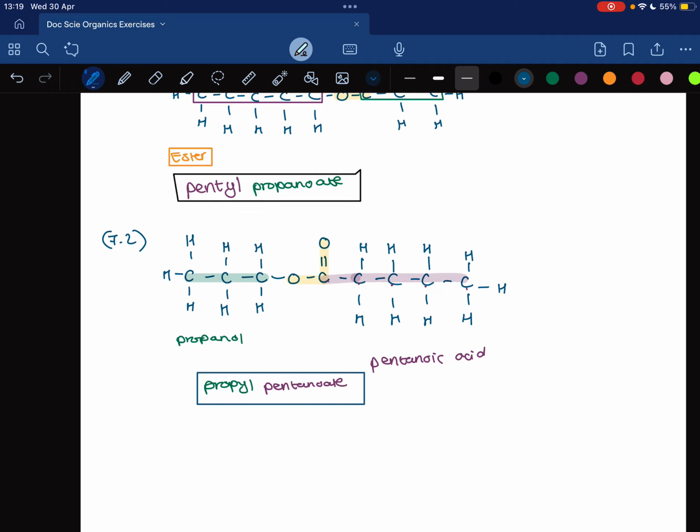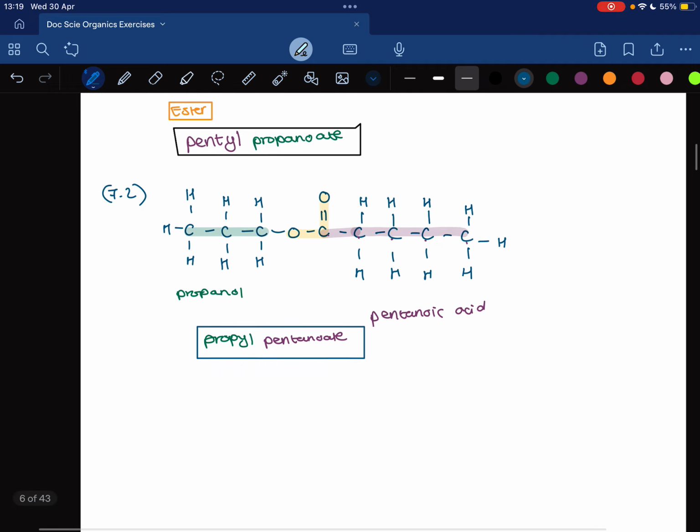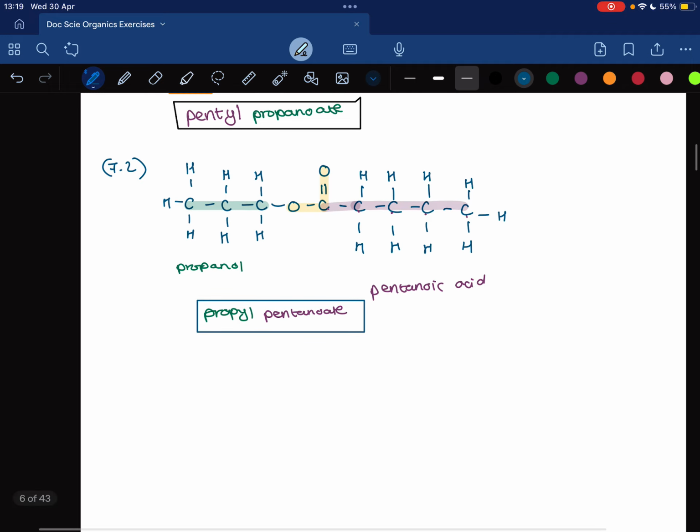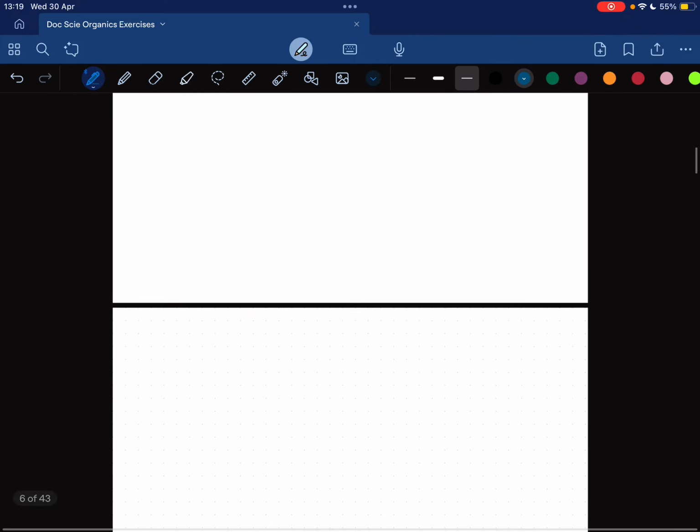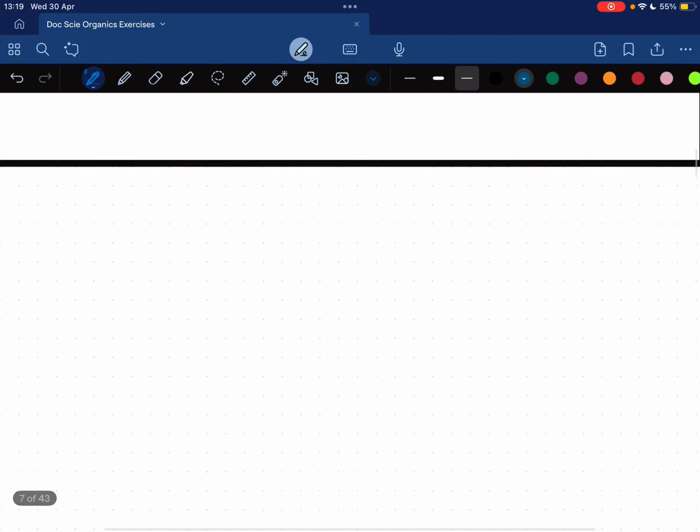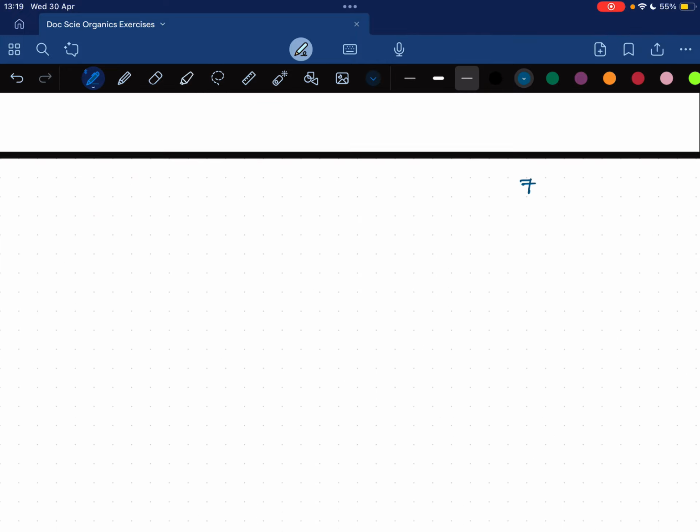Okay, so you can then rule off, and write the date, which I believe will be the 7th, if I'm not mistaken, of May. Yeah, Wednesday, the 7th of May. And the heading is isomers now. So we look at isomers.